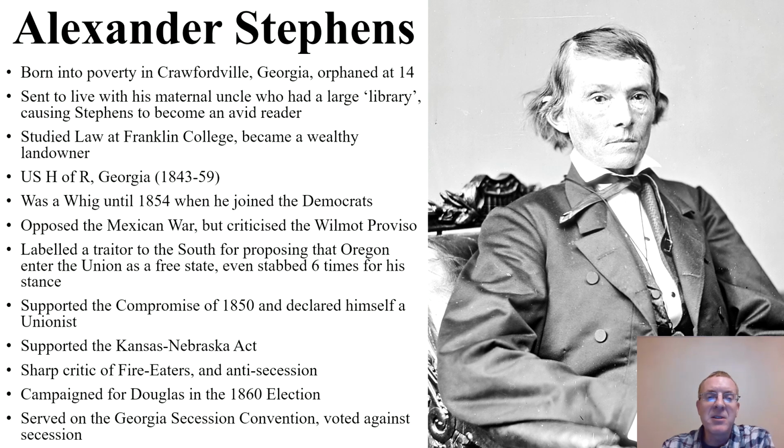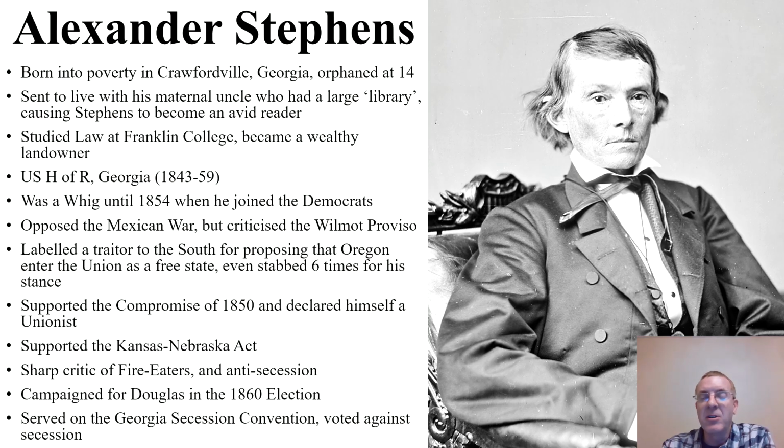Now, when we get to the 1860 election, the following year, Stevens does not support John C. Breckinridge and the Southern Democrats. Instead, he campaigns for Stephen Douglas, the Northern Democratic candidate. So that was something that also angered a lot of Southerners. And, well, then Lincoln wins the election.